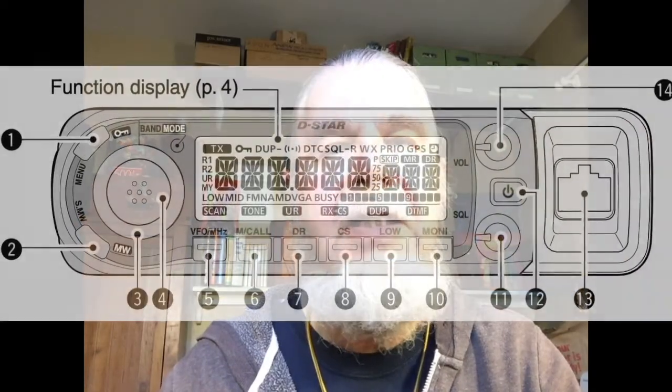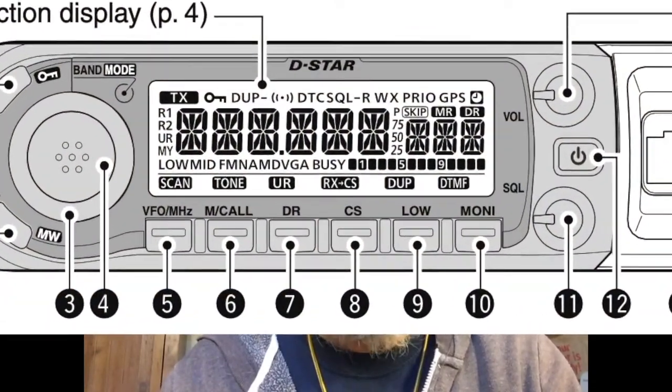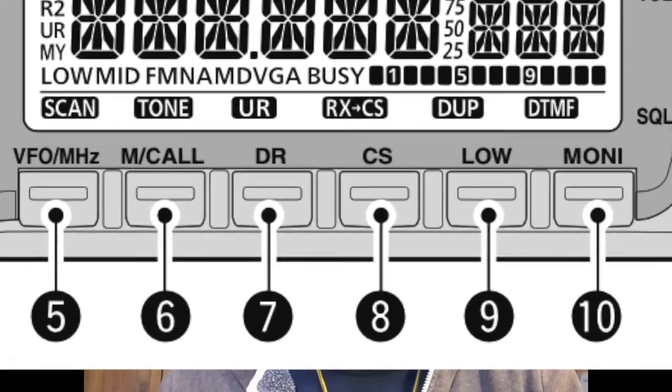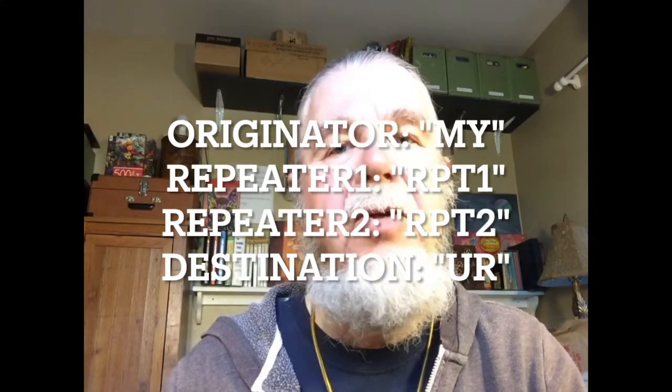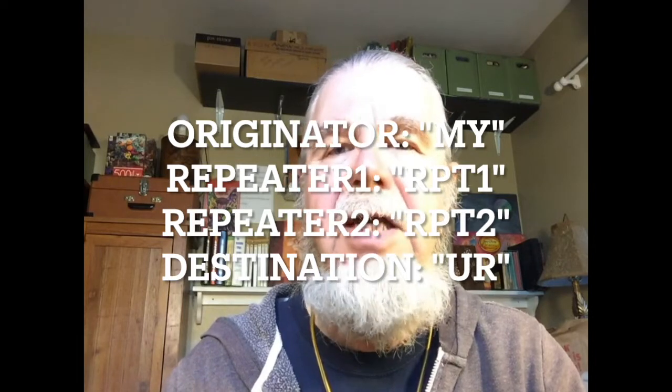In the previous episode, we looked at two front panel buttons that control the D-Star digital voice capability of the ID-880H: DR, D-Star repeater selection, and CS, D-Star call sign selection. We also looked at the four essential call sign commands required to access and retransmit a signal. Originator is MONI, repeater 1, RPT1, repeater 2, RPT2, and destination, UR. And we demonstrated how to program the ID-880H for the one essential D-Star call sign, the MI call sign.